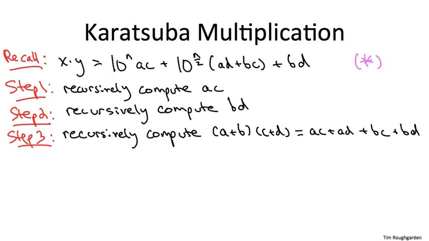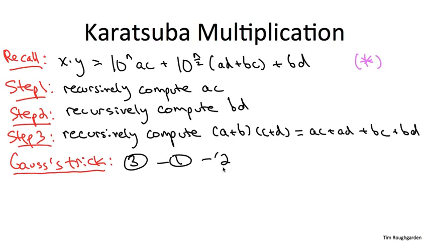Now here is the key observation in Karatsuba multiplication, and it's really a trick that goes back to the early 19th century mathematician Gauss. Let's look at the quantity we computed in step 3 and subtract from it the 2 quantities that we already computed in steps 1 and 2. Subtracting out the result of step 1 cancels the AC term. Subtracting out the result of step 2 cancels out the BD term, leaving us with exactly what we wanted all along, the middle coefficient AD plus BC.